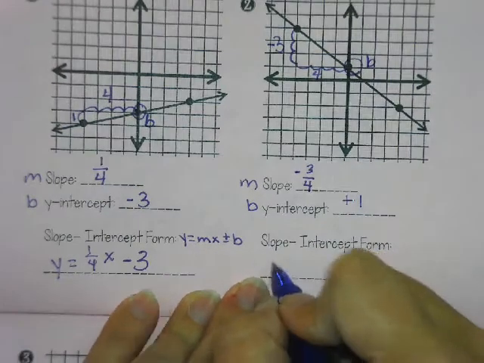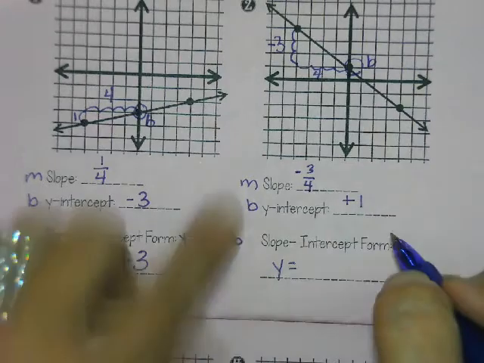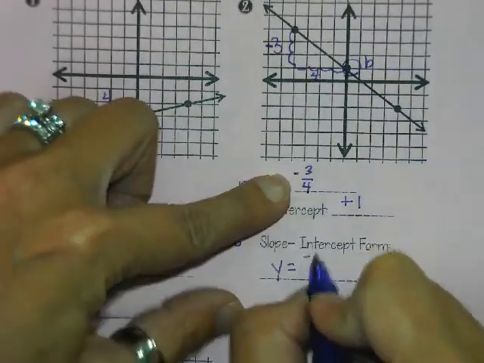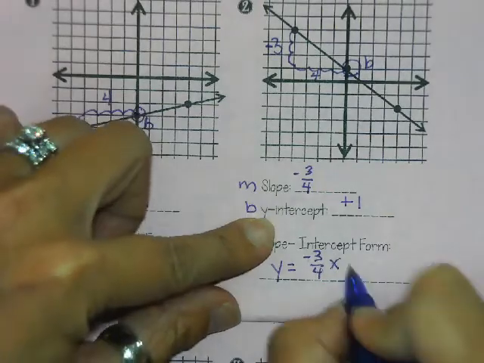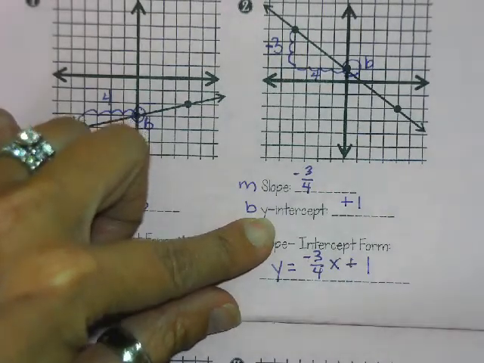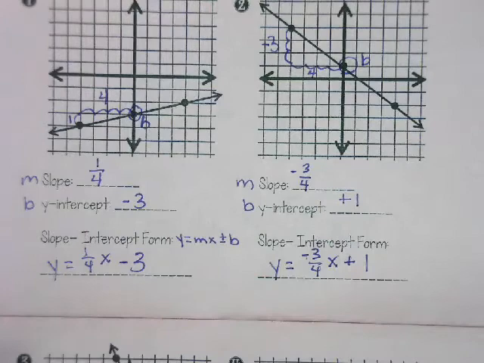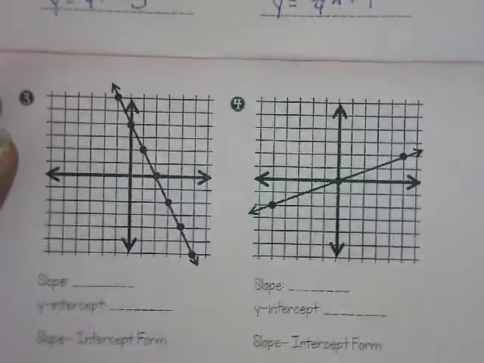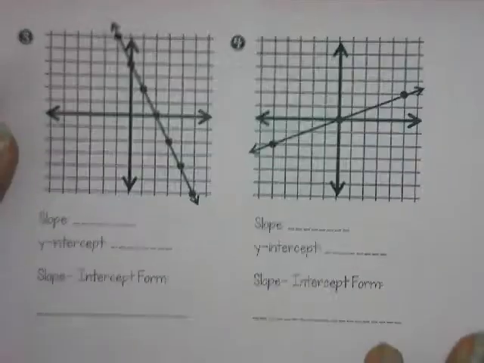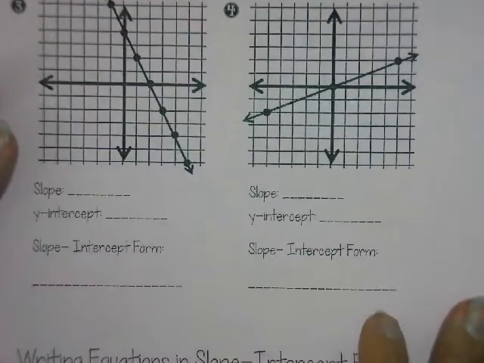So what is our equation? Y equals m. We're going to put the negative 3/4 in place of m. X, what is the b? It is 1. So I want you to pause me right now, and I want you to try 3 and 4, and then we'll unpause and we'll check how we did.